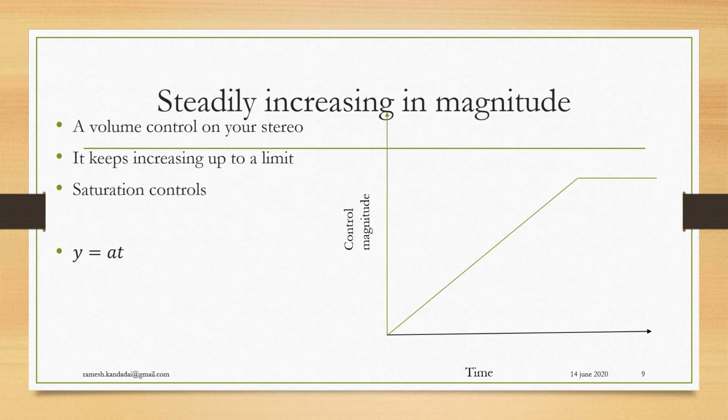The third type we come to is a steadily increasing or a steadily decreasing control action. Normally, like anything in real life, they have a limit above which or below which they may not go. So a volume control on your stereo is such a control action, where it keeps increasing until it reaches the maximum and it stays there. Even the regulator on your ceiling fan is such an action. The dimmer on your light switch is such an action.